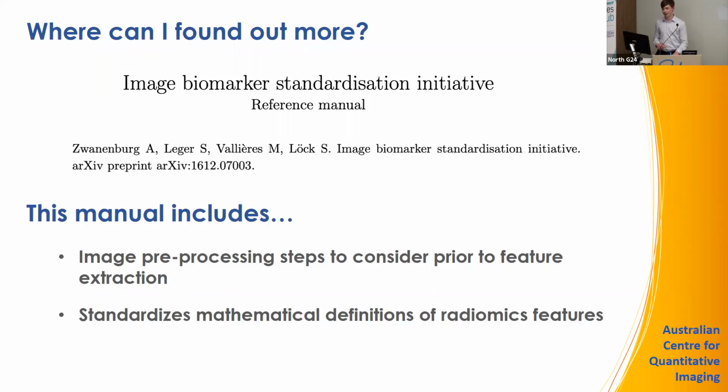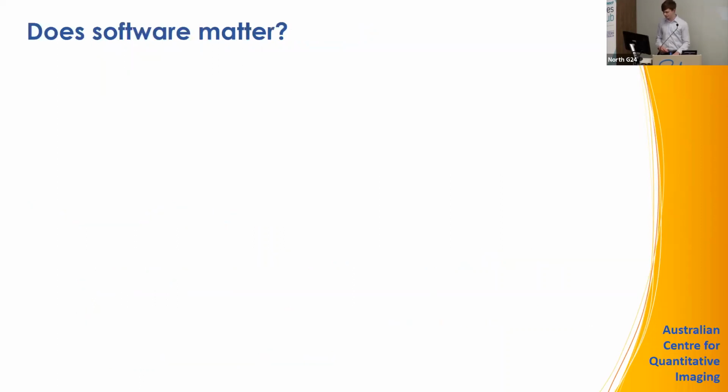So you can see how, as a researcher, it's really good if I can just say, I'm calculating my features following the Image Biomarker Standardisation Initiative. And if another researcher does the same thing, then the comparison is quite easy. And it also has detailed reporting guidelines if you do want to publish a radiomics study.